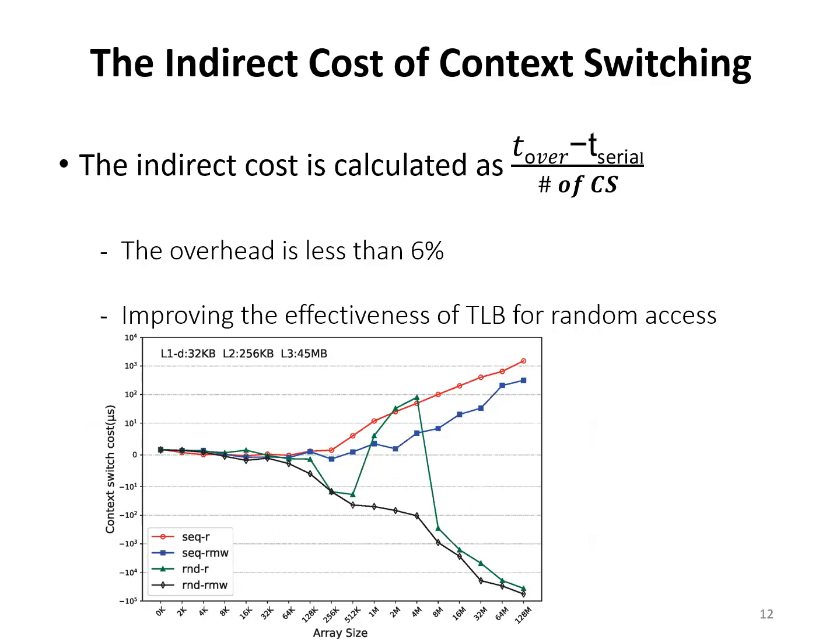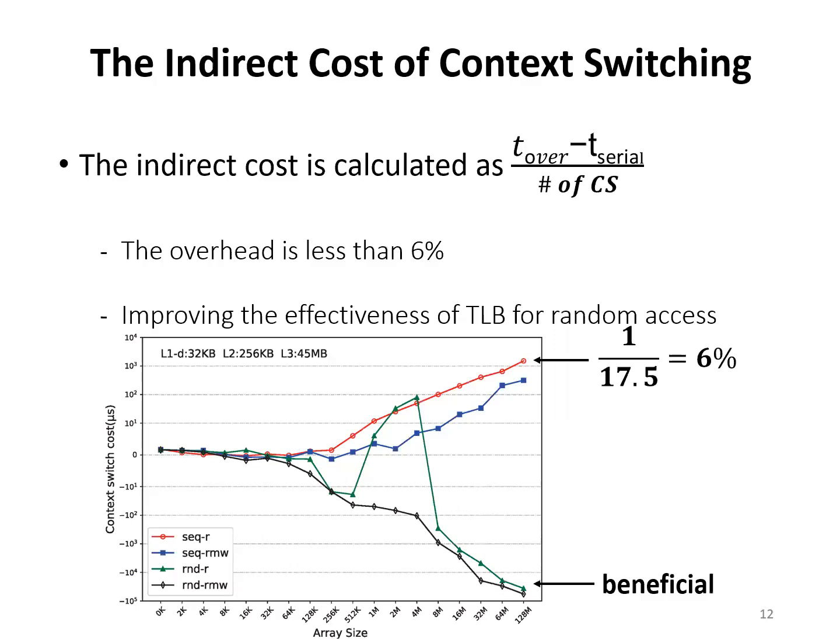There are 2 observations. First, for sequential access patterns, the hardware prefetcher is more effective for a single thread as its access pattern is more predictable, and the overhead due to the indirect cost is less than 6%. Second, for random access patterns, thread oversubscription could improve the performance.